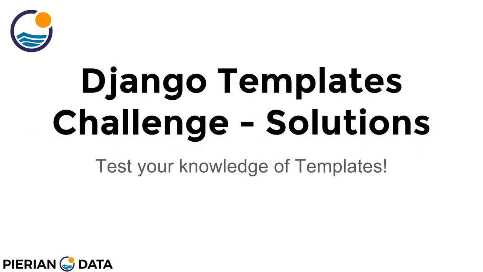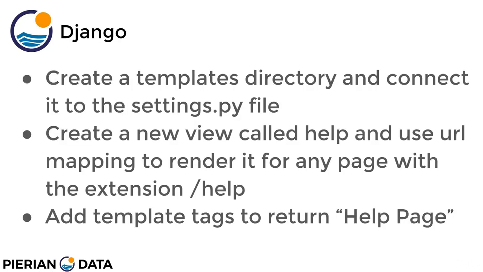In this lecture, we'll be coding through the solutions for the Django Templates challenge. Let's quickly review what we had to do. We wanted to create a templates directory and connect it to the settings.py file, so we'll tackle that first. Then we wanted to create a new view called help and use URL mapping to render it for any page with the extension /help. And then we wanted to add template tags to return something like help page. Okay, let's jump to the Atom text editor and accomplish all these tasks.